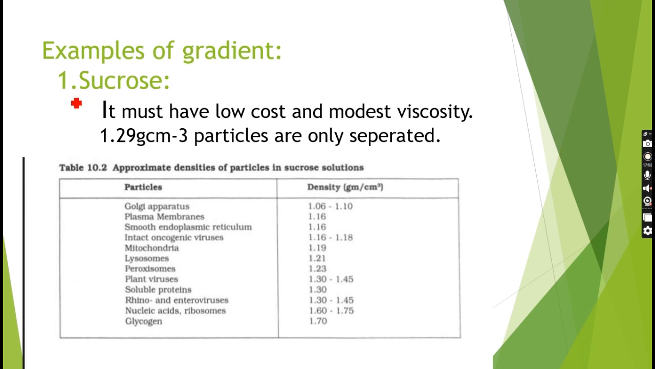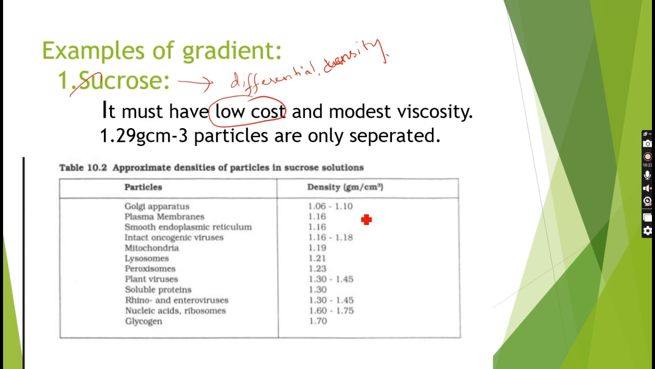In the case of sucrose, sucrose is a very commonly used gradient. This gradient can be used in differential centrifugation and density gradient centrifugation. It is commonly used because of its low cost and it is very easy to prepare this compound.